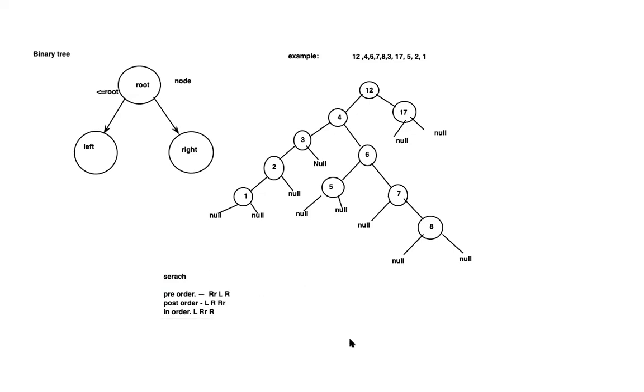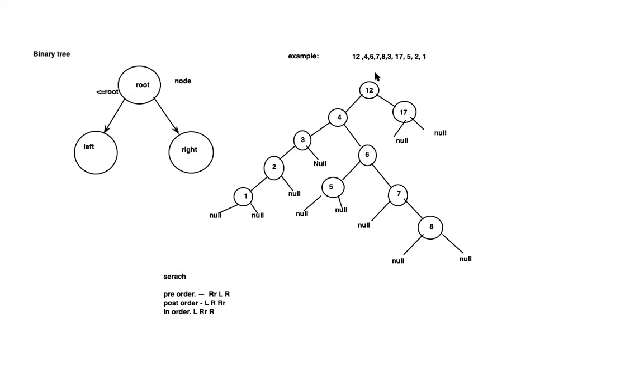So by doing this, if I'm going for in-order, it means the result will come as 1, 2, 3, 4, 5, 6, 7, 8, 9, 12, and 13. It means it will be sorted in order. Which is the most popular one. So how will the search go?